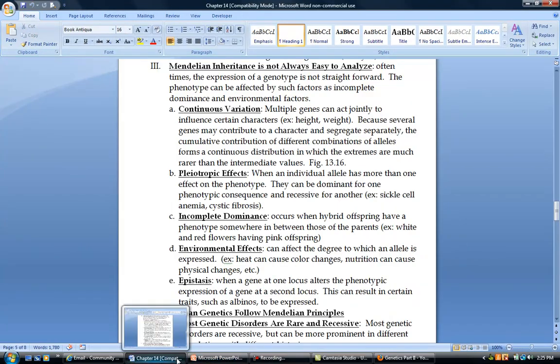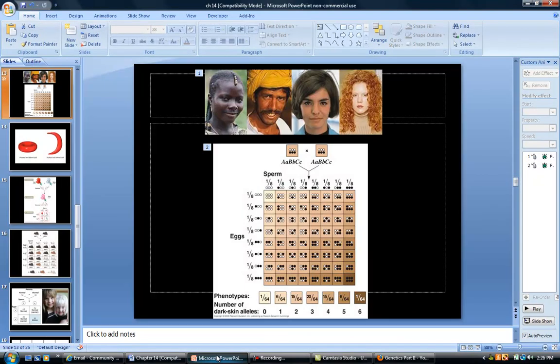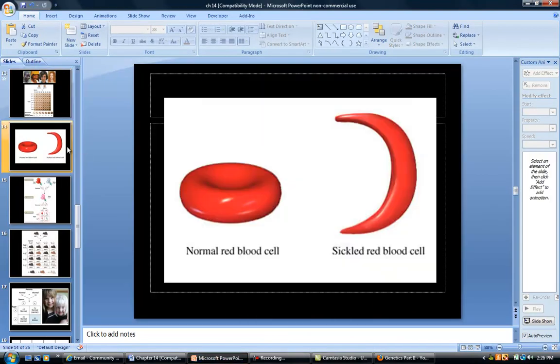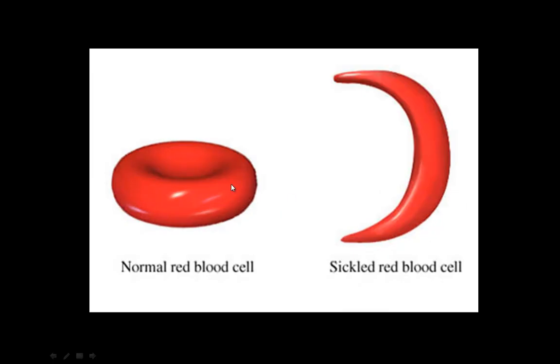Now, the next one that we're going to talk about is something called pleiotropic effects. Pleiotropic effects is where you have one allele that has more than one effect on a phenotype. A couple of examples are sickle cell anemia and cystic fibrosis. Going back to here, this is an example of sickle cell anemia. Normally your blood cells look like this, but with sickle cell anemia, they change into this sickle shape. That's one thing that's affected by having that genotype.